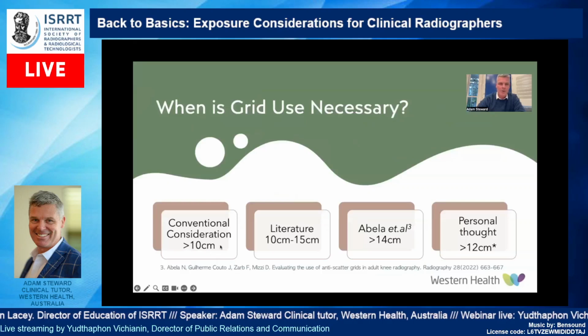So back in the day, one of the conventional considerations I had was, if I have about 10 centimetres of tissue thickness or greater, probably when I start thinking about applying a grid. And that stuck with the literature that suggested about 10 to 15. Recent literature that I found in the Radiography journal, a couple of years ago now, suggested that greater than 14 centimetres is probably the threshold.